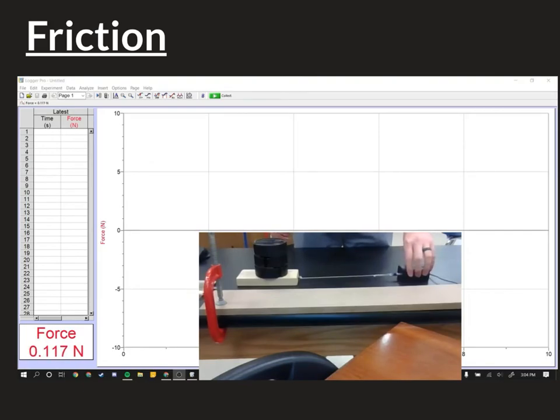So first, I pull on the mass, and what do I notice happening? Well, nothing happens. So I pull on the mass, but the block doesn't move. Real quickly, let's draw a free body diagram to explain why this happens.